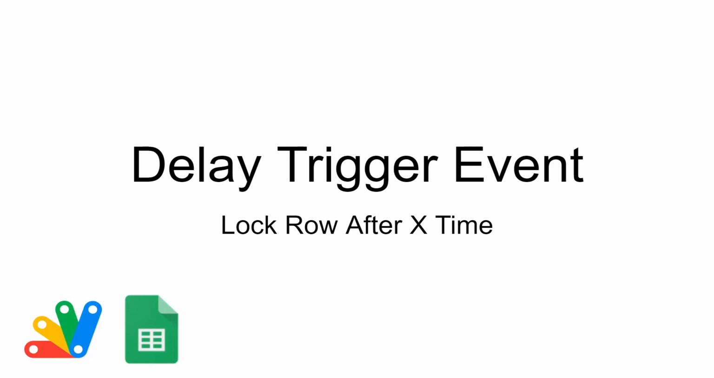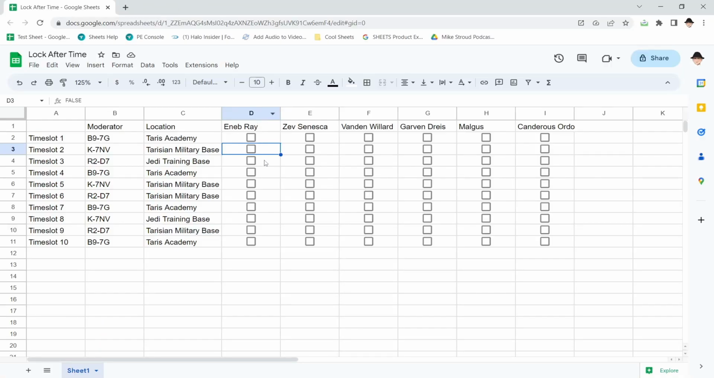This is delaying a triggered event. And the example I'm using is locking a row after some period of time. So previously we've had it set up where we check a box and it locks a row. Now what I want to do is check a box, wait some period of time, 5 seconds, 30 seconds, 5 minutes, 2 weeks, then lock the row.